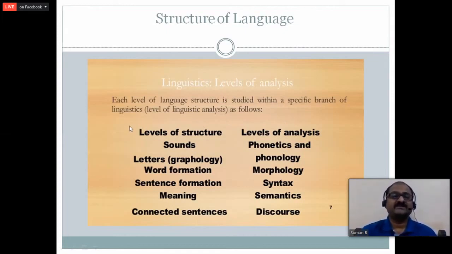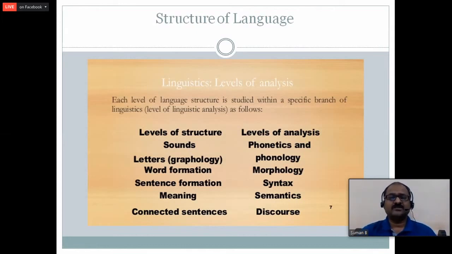So on the left hand side, as you can see, this is what refers to levels of structures. On the right hand side, levels of analysis, or the technical terminology used here. So these technical words are not that important. My focus is not going to be on these technical words, but rather I want you to focus on the left side column, that is levels of structures. So what are we talking about here?